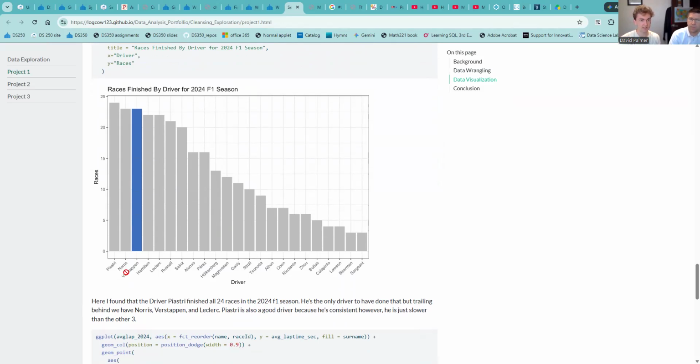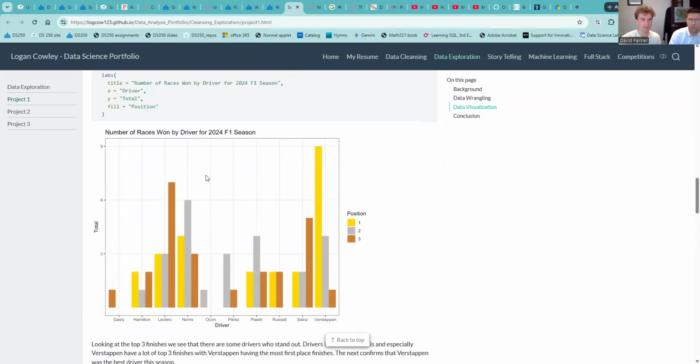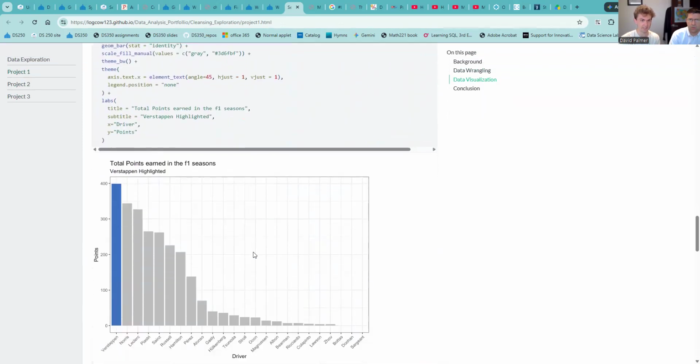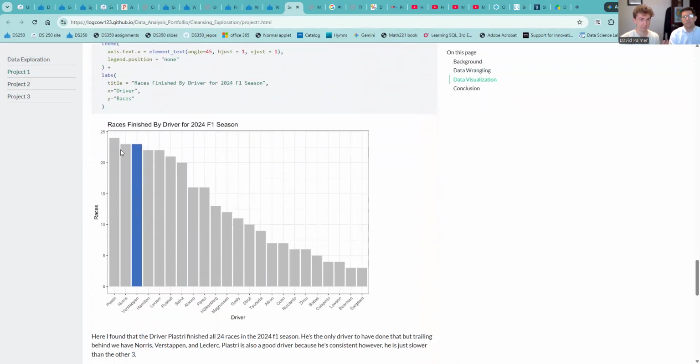You can see here Verstappen, he's pretty good at finishing. He finishes about 23. There's 24 total races in the whole season. Okay. And so Piastri is pretty consistent. You can see up here that Piastri does pretty good, but he isn't the quickest, but he is very consistent as a driver, so he's able to finish every race. Norris, Verstappen, Leclerc, they're all pretty quick drivers and they're finishing their races.